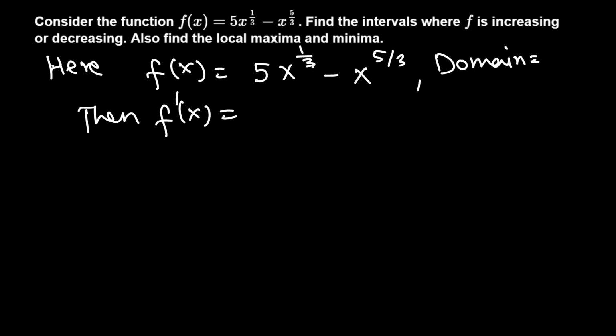Say x raised to power, another x raised to power. I mean, there is no fraction. That means all real numbers. So negative infinity through positive infinity, all real numbers. Okay, let's find the derivative.